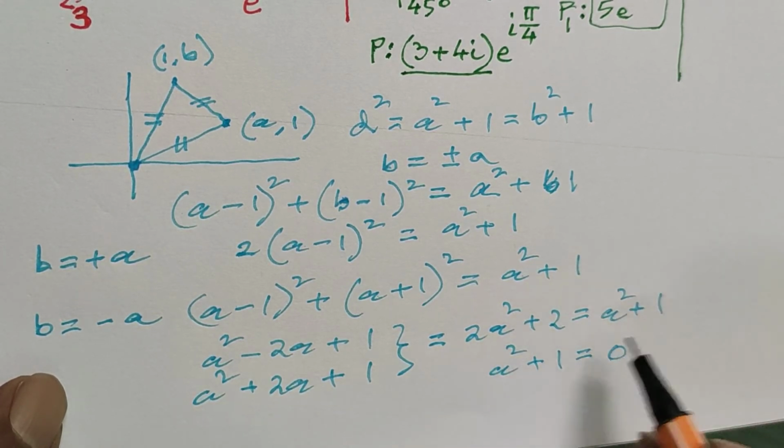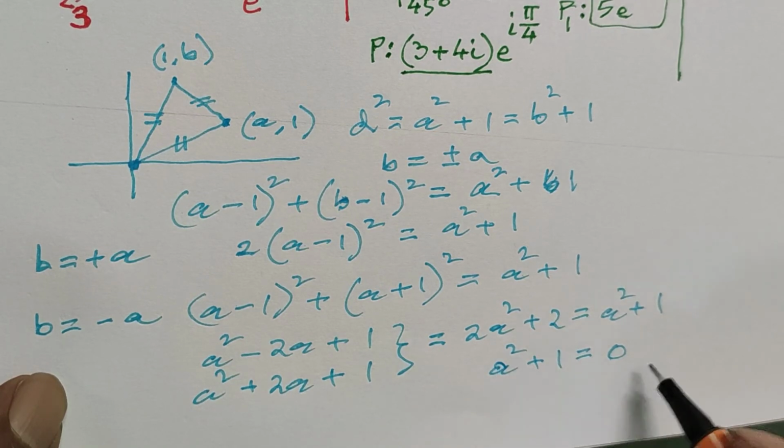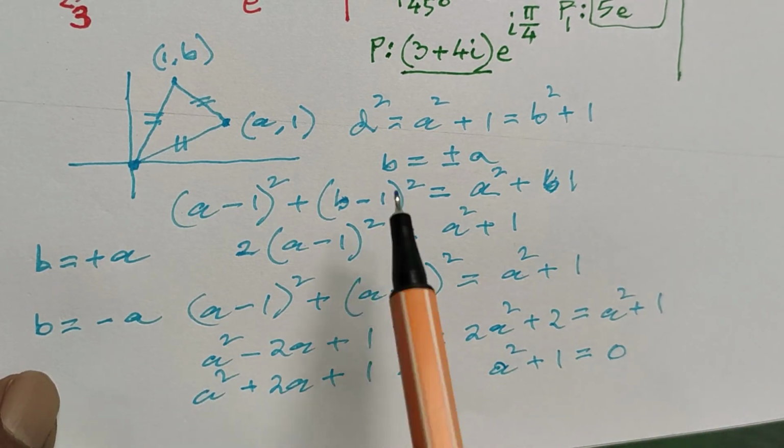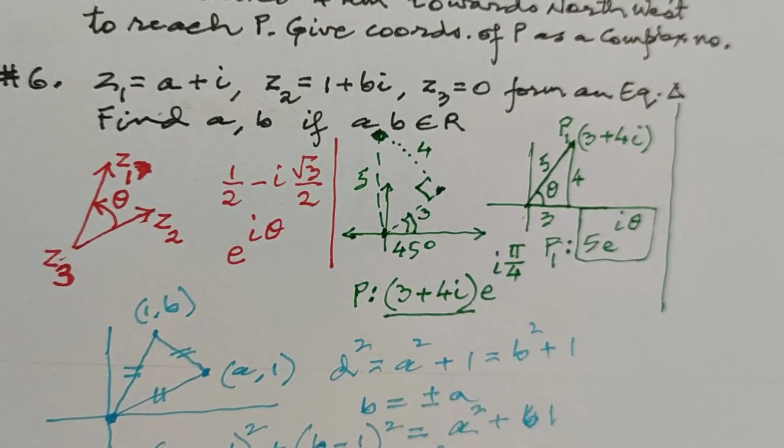A square plus 1 equals 0, so a is not a real number. It's because a square is minus 1, but if you see the question, it was given a, b are real numbers. So the second one will not apply. You will just have to calculate the quadratic equation by the formula minus b plus or minus root d by 2a, and you'll get it.